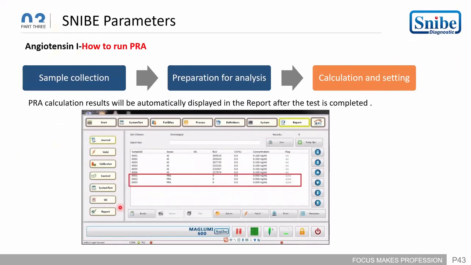You have to go for the further angiotensin 1, how to run the PRA. You have to calculate the result, and it will automatically display the report when the test is completed. So you can check how you can run that.